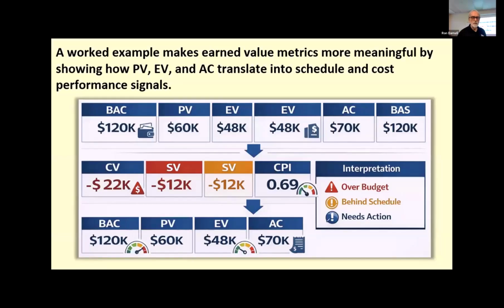So now we can calculate the CPI and SPI. If we carry out the calculations, we show that we have a 0.69 CPI. So in other words, for every dollar we're spending, we're only getting 69 cents worth of planned value out of it. In other words, we're almost 30% behind schedule.